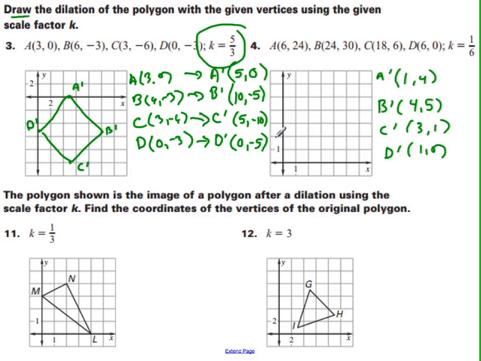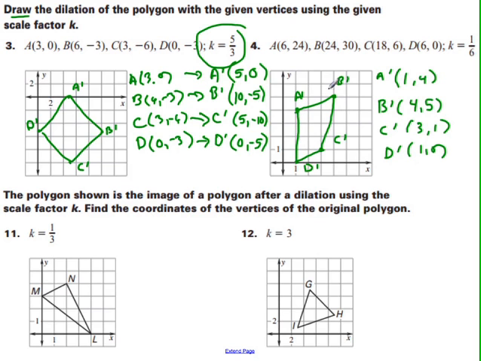You quickly plot this. 1, 4, 1, 2, 3, 4. This is A prime. It's always a good idea to label these. B is 4, 5, 1, 2, 3, 4, 1, 2, 3, 4, 5. This is B prime. You guys know how to plot things, so this shouldn't be a big deal. 1, 2, 3 of 1. This is C prime. And D prime is just over 1 up 0. So this right here is D prime. Connect your lines. Look at how good you are.